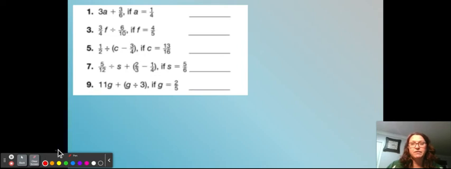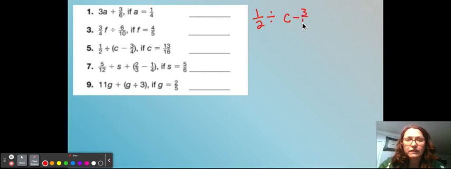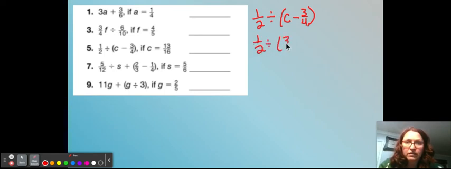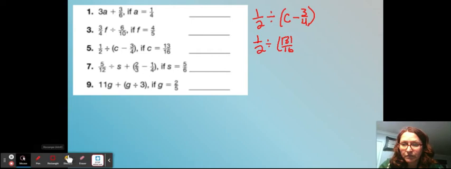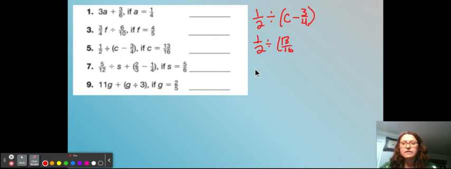Now let's look at number 5. I have 1/2 divided by C minus 3/4. This one has parentheses, but let me substitute. 1/2 divided by 13/16. I can't write very good today, guys. Let me find my eraser. Right here. 13/16 minus 3/4. Well, I have to do 13/16 minus 3/4 first because that's my grouping symbols.